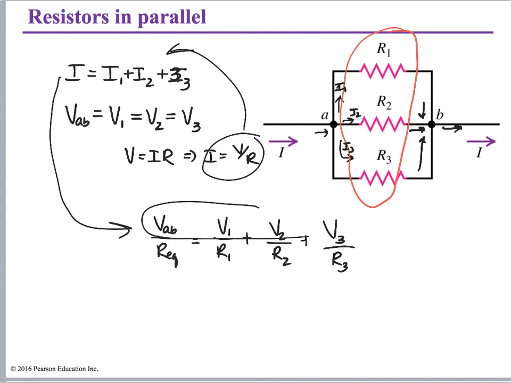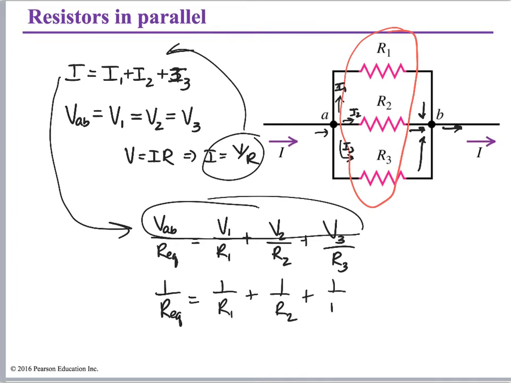All these are equal, so I could get rid of those, and I'm left with 1 over the equivalent resistance is equal to 1 over R1 plus 1 over R2 plus 1 over R3. So this rule is different from what we found with capacitors, again, just because we're using Ohm's law instead of the relationship for charge, voltage, and capacitance.